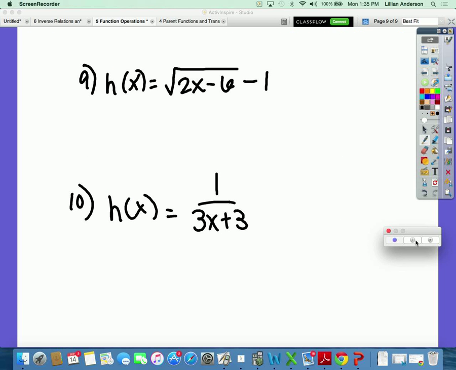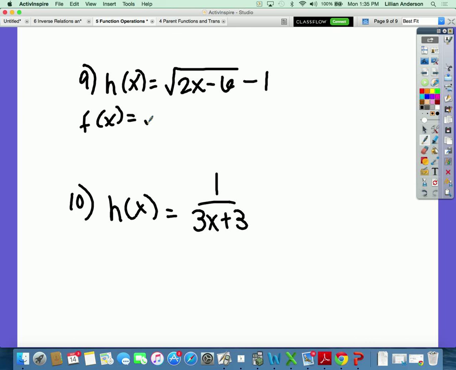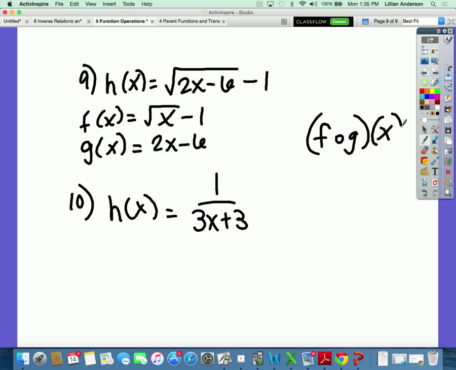Raise your hand if you think you got 9. Okay? Stephen, what did you get? F of x equals square root of x minus 1. And so that means g would have had to be what? So x minus 6. You guys agree? Yes. If I do f of g of x, hopefully that notation didn't throw you off. This right here means the same thing as this. Okay? They mean the same thing.